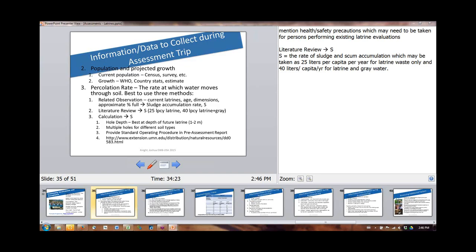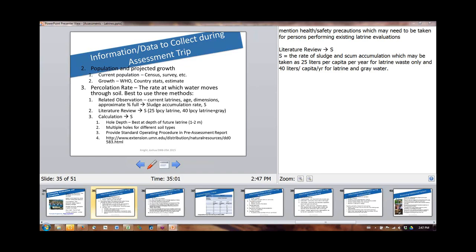Dig a hole, best to dig it the depth of the future latrine, which is at least 1 meter, perhaps 2, perhaps even deeper. You can dig it where people think they want to have their latrine, and then they already have it dug. Of course, they'll have to cover that up after you leave. But dig multiple holes, because usually you have more than one different type of soil. You usually have one that's more rocky, which will be very difficult to dig, and then you'll have one that's more loam or sandy that's easier to dig. So try to look for different sites that represent the totality of the area that you're in.